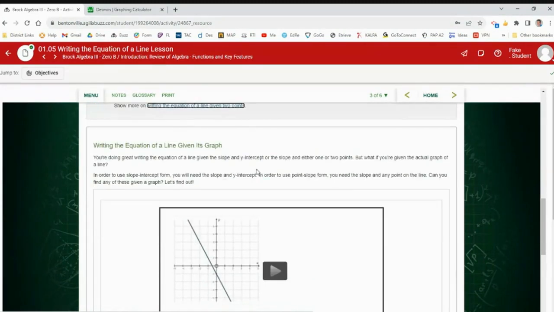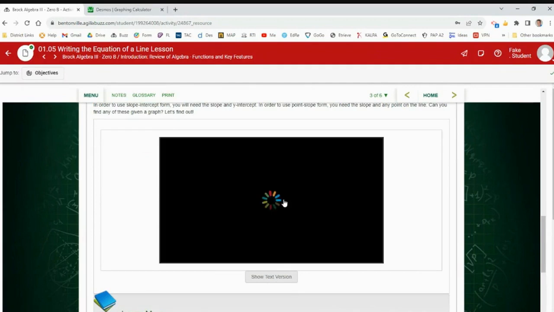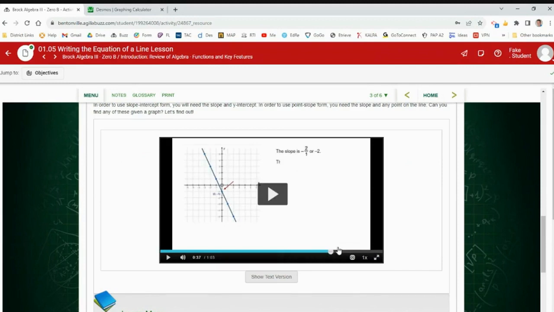Let's talk about writing the equation of a line given its graph. All right, lines are not bad to write with its graph. It has a video for that, and you can watch that video. Like I say, I'm not going to do that in class, but all you do is calculate the slope and the y-intercept, and you can write it in slope-intercept form.